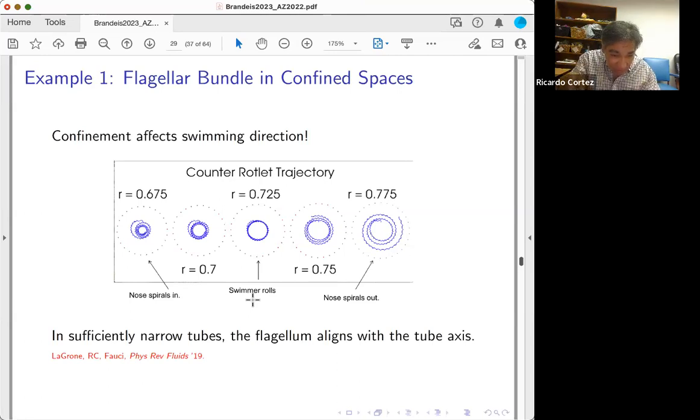spiral out or in. And so because this spirals in for the smaller tube, we understand this to mean that if the tube is sufficiently narrow, then the flagellum will align with the tube axis because it spirals in to the center of the tube. So we thought that was an interesting result that we hadn't anticipated.